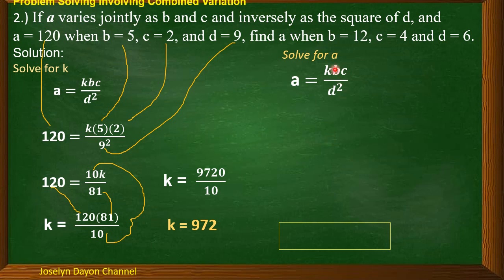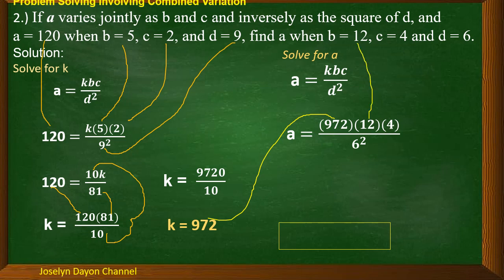Now we have to solve for a. Okay. We have to substitute with the given values. So our k this time is 972. So we have here 972, and our b is equal to 12, our c is 4, and our d is equal to 6. Now simplify further.